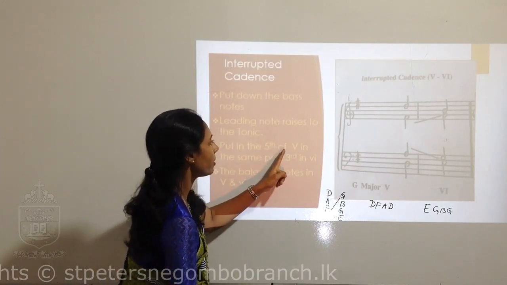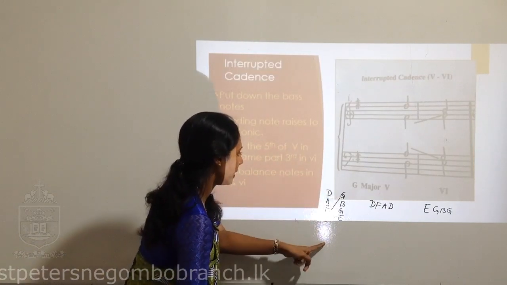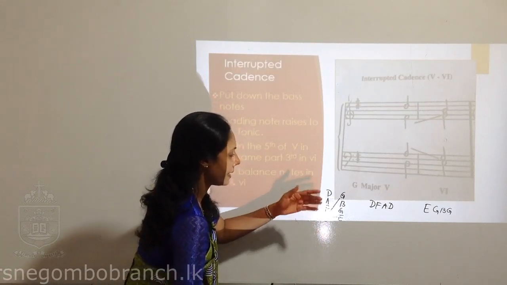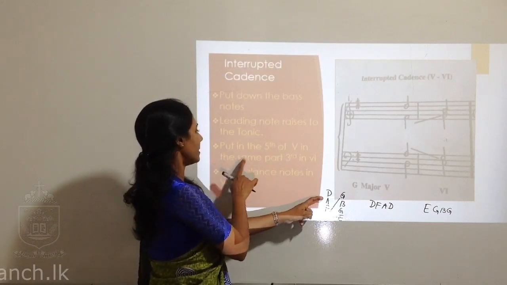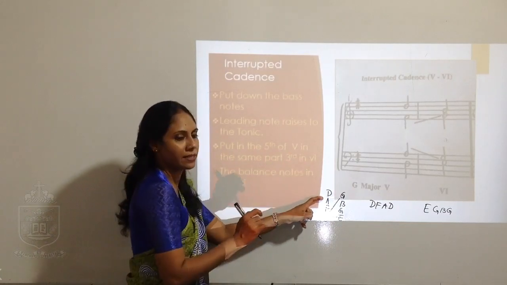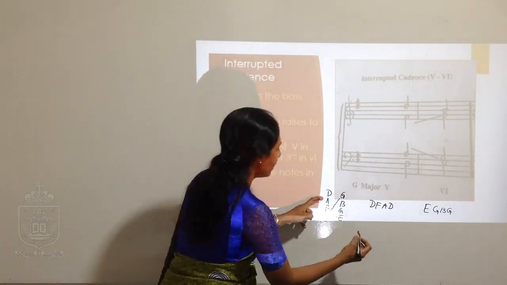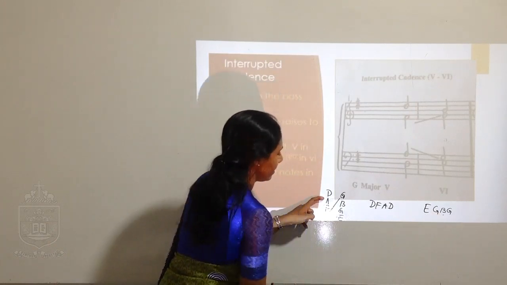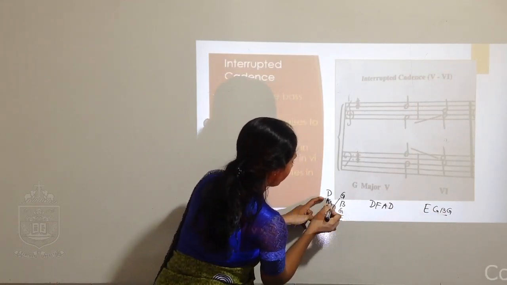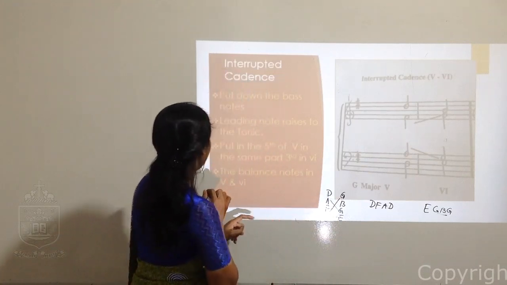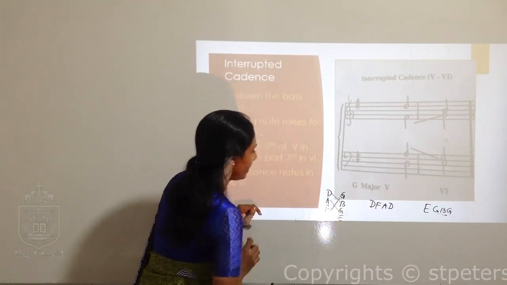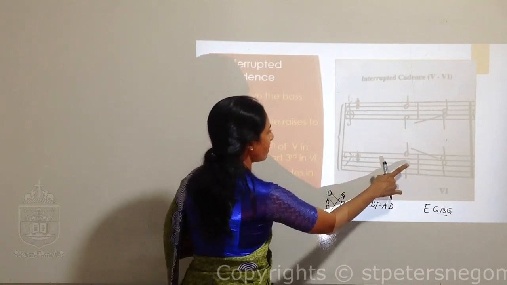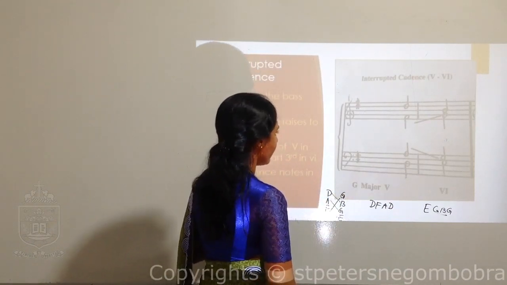Put in the fifth note of chord 5. This is chord 5. The fifth note is A. D, E, F, G, A. So this comes in the same part, third in chord 6. In chord 6, the third note is B. Sorry, G. So this A comes to G. And the other balance notes in chord 5 and 6, D to B. So according to this, we have to form the interrupted cadence like this.